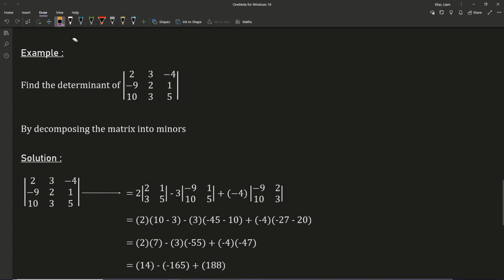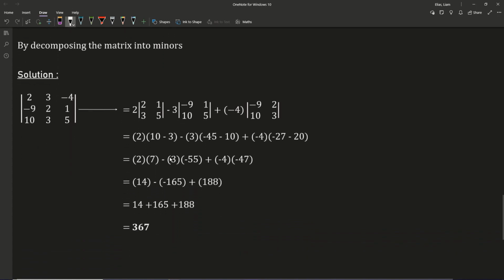Then moving on, we'll get to negative 4. So cross out the row it's in, cross out the column it's in. This is going to be our matrix, as you can see here. And then we're adding it, but it's negative 4, so ultimately it'll be subtracted. So we can go ahead and erase that. So then from here, we solve these 2 by 2 matrices just like we learned earlier.